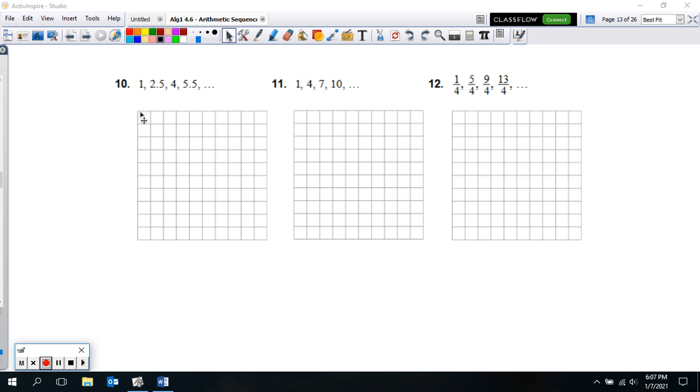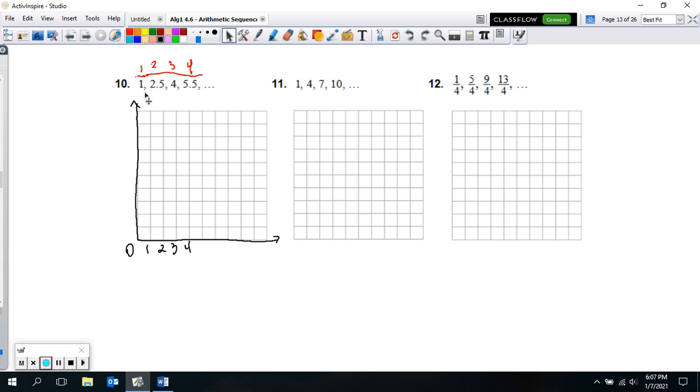All right, so number 10, our sequence is 1, 2.5, 4, and 5.5. So again, I'm going to make a little table of values out of this, starting with 1 as our first term, 2.5 is our second term, 4 is our third term, and 5.5 is the fourth term. So that gives me ordered pairs now that I can plot here. Draw the same L graph. Everything is positive. Let's put 0 in the corner. And go ahead and number our x-axis 1 through 4, just like we did before.